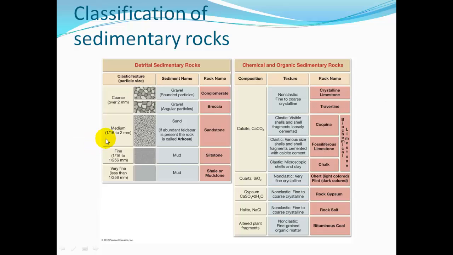Now our medium grains are 1/16 to 2 millimeters in diameter, and these are sand-sized grains. Okay, now this will be a sandstone. Unless it's made of a lot of feldspar, then it'll be kind of reddish, and we'll call it arkose. Okay. Now the fine grains are smaller than sand, and these form your mud: siltstones, if there's some quartz in there still, and shales or mudstones.